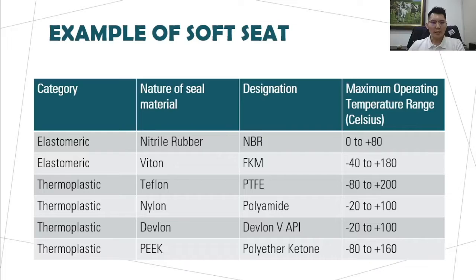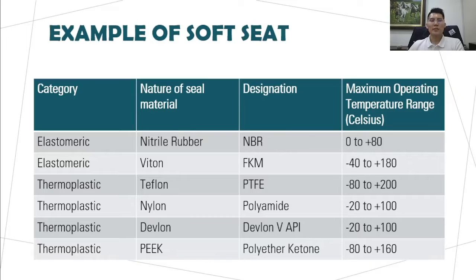For the thermoplastic category, for example Teflon, the operating temperature is slightly wider, from -80 degrees to 200 degrees. For nylon, from -20 to 100 degrees. And for PEEK, the polyether ether ketone, it is from -80 degrees to 160 degrees.